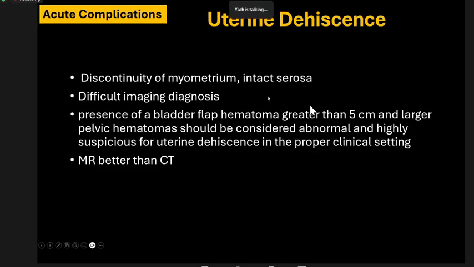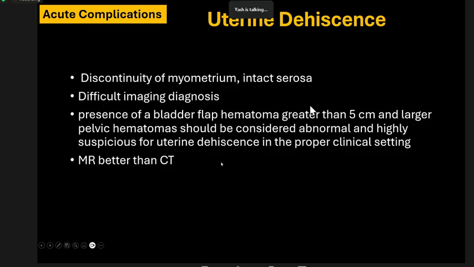Moving on to a third complication, which is uterine dehiscence. So dehiscence and rupture lie along the same spectrum. Dehiscence is when the serosa is intact. Rupture is when the serosa is also involved. Now, this can be slightly frustrating to us as radiologists because sometimes we may be able to make the diagnosis, but very often it is a very challenging diagnosis on imaging. But what can be a pointer?